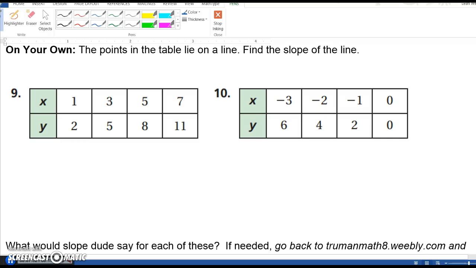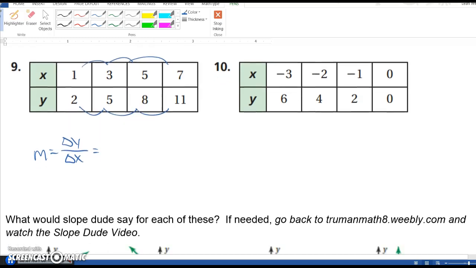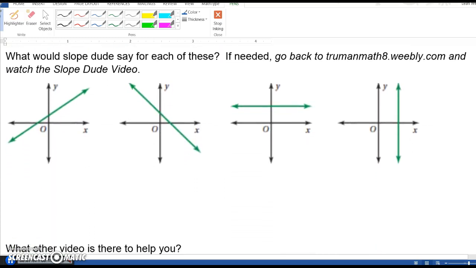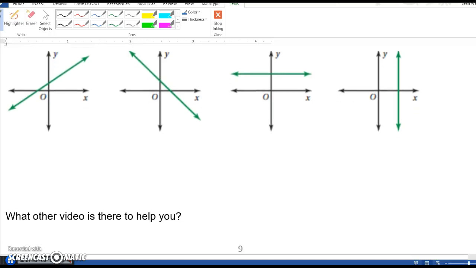Okay, so on these, again, you're going to do these on your own. This is m equals delta y over delta x. Find your change in y, find your change in x. Write those as a ratio or a fraction. Do the same thing for that one. And then down here, just write what Slope Dude would say for each of these. If you need, you can go back, watch that video, we can review that.